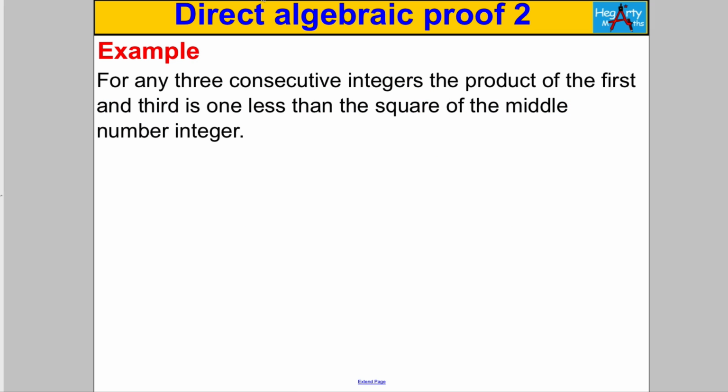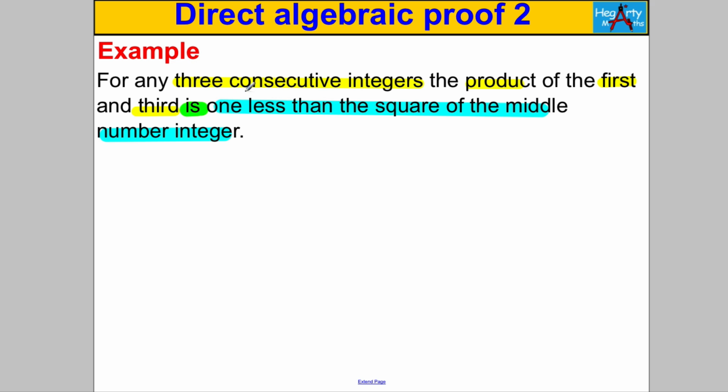Now this time we're asked for any three consecutive integers, right, the product, that means multiply, of the first and the third one is, now when you see is, this is a key word, that's equal, is 1 less than the square of the middle integer, the middle number integer. Okay, let's try and get an expression for the thing in yellow. Let's try and get an expression for the thing in blue, and let's try and show they're both the same.